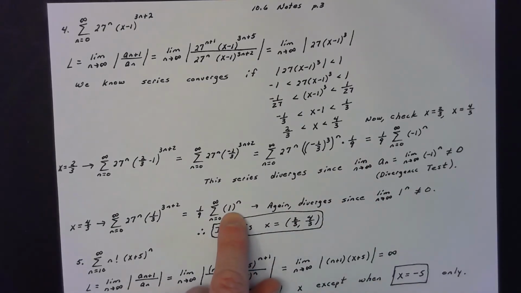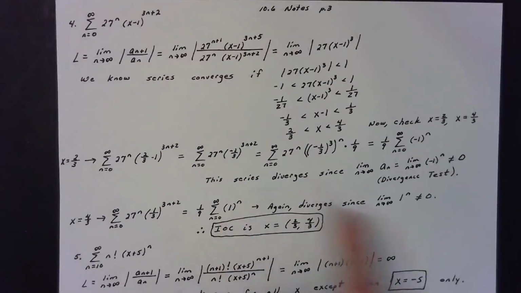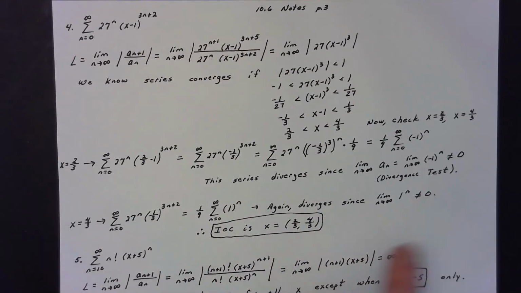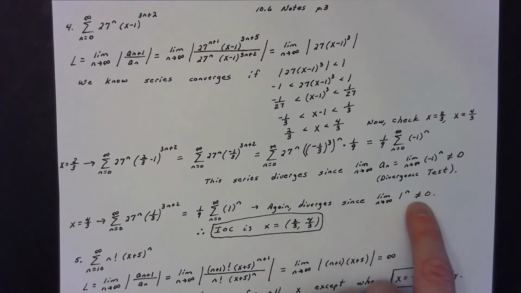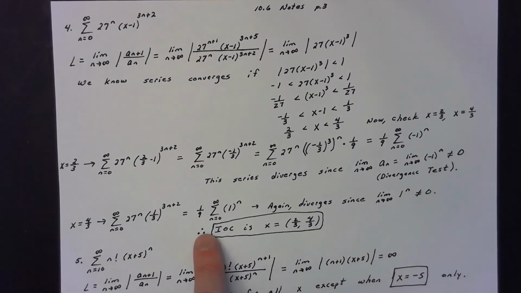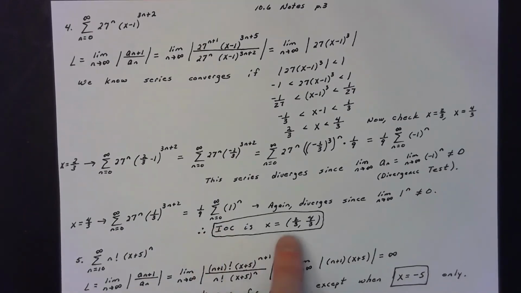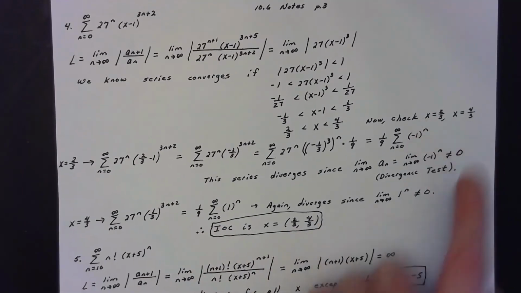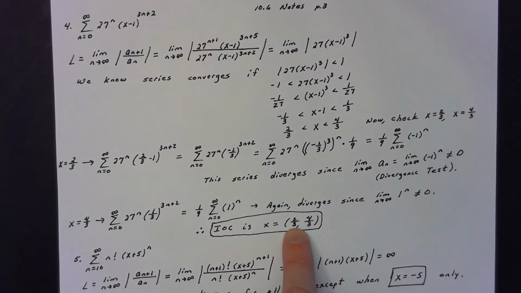But then I could look at the inside and say, does the inside of that series go to 0 as n goes to infinity? No. 1 to the n is always going to be 1, 1, 1, 1 forever. It's certainly not going to equal 0. Therefore, again, you would say that it diverges by the divergence test. And our interval of convergence cannot include either endpoint. You just say the interval of convergence is from 2/3 to 4/3, parentheses around both.